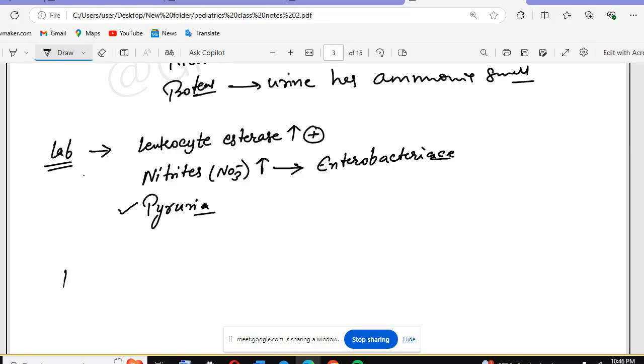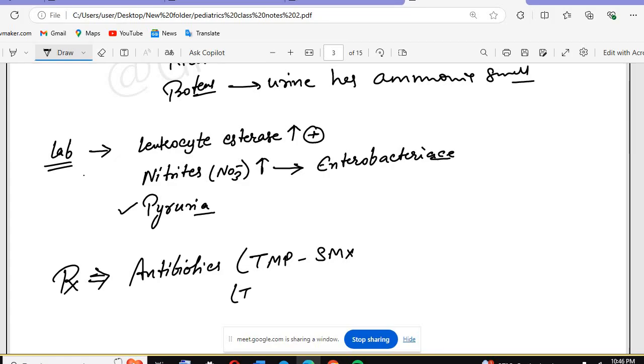Then if you talk about the treatment, remember, for the treatment you have to give the patient antibiotics. And what kind of antibiotics will you give? Trimethoprim-sulfamethoxazole.